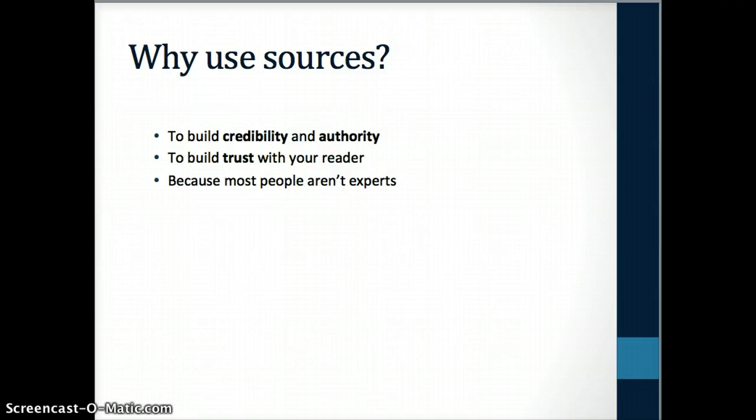So first of all, we should probably talk about why do we use sources? Why not just say what we think? Isn't everyone entitled to some sort of an opinion? Well, not exactly. We use sources in academic writing because most of us aren't experts.